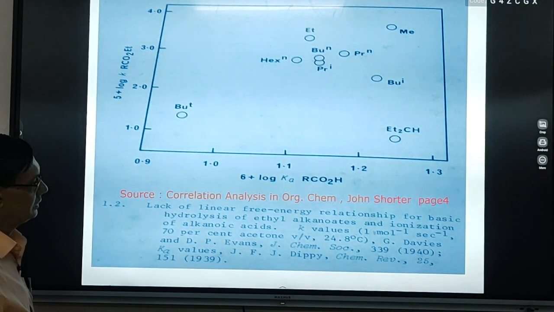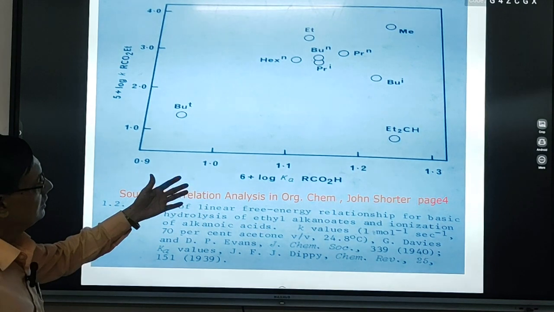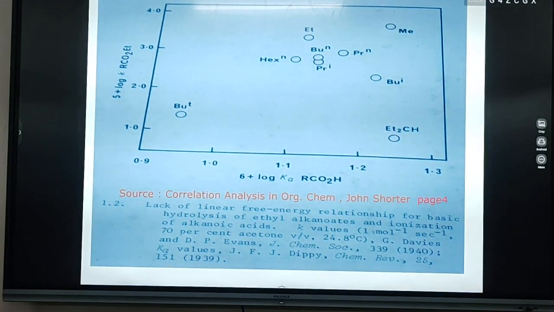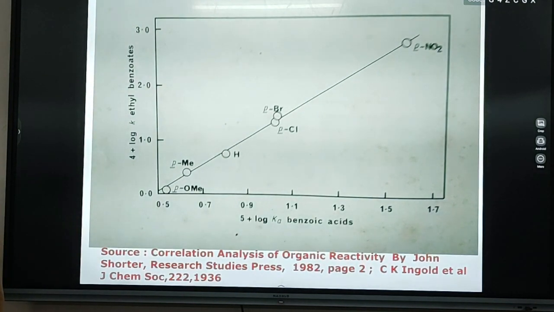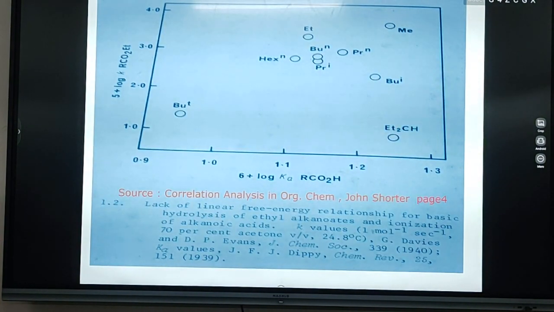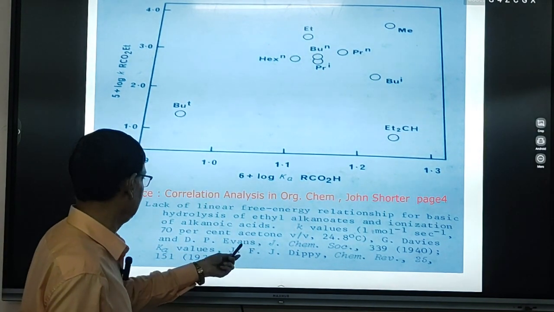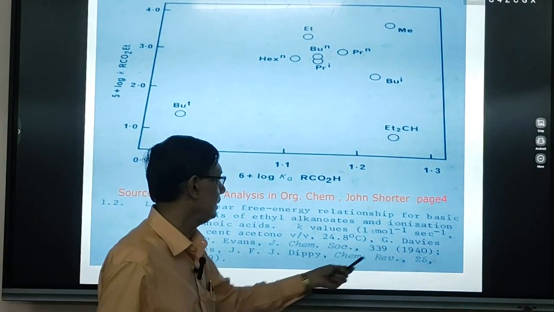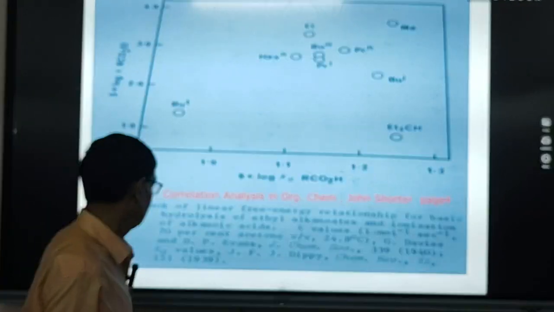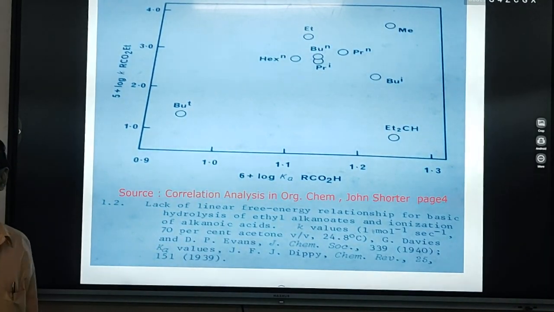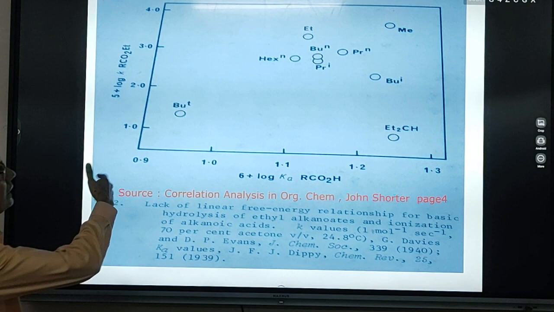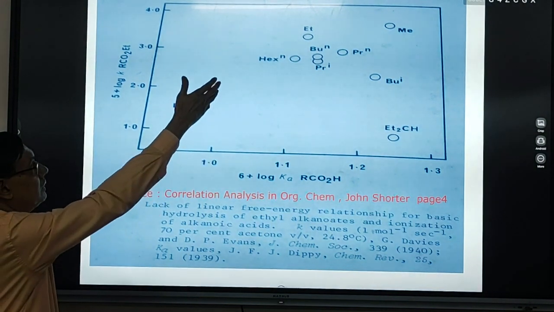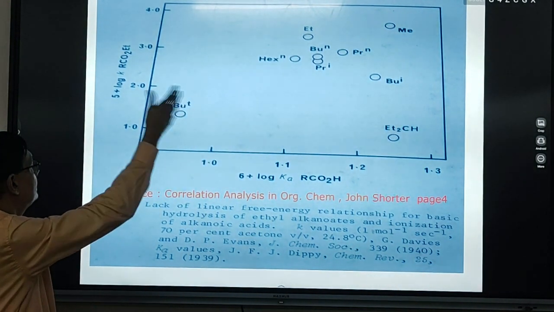The difference is that here the first graph is aromatic, ethyl benzoate. The second graph was studied by other scientists like Evans, in 1938, 1939, 1940. That is the limitation of the Hammett equation, where there is a large scattering. You see methyl there, butyl there, there is a large scattering.